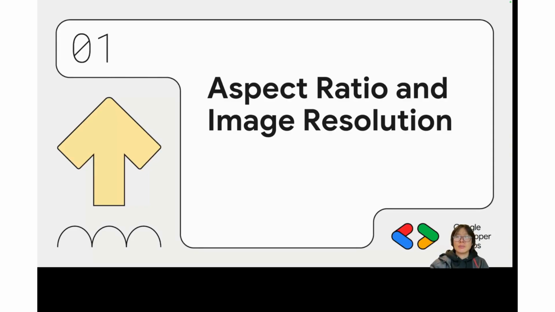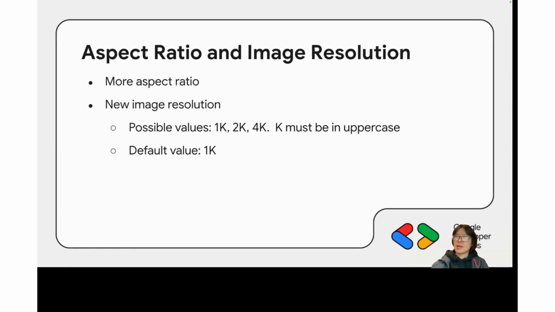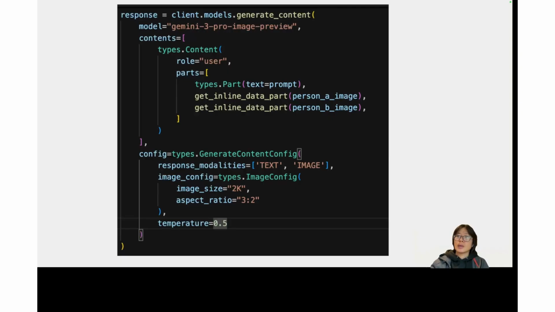Aspect ratio and image resolution. More aspect ratios, new image resolution. So possible values are 1K, 2K, and 4K. And I don't know if it is obvious to you, K must be in uppercase, and the default value is 1K. So this is the sample code.